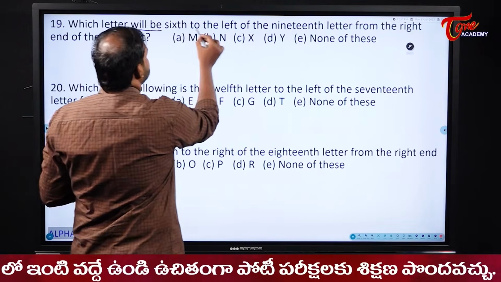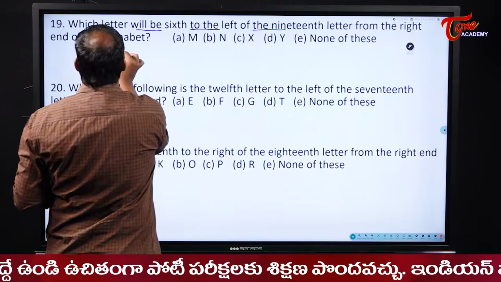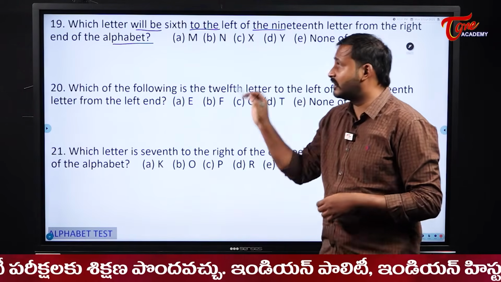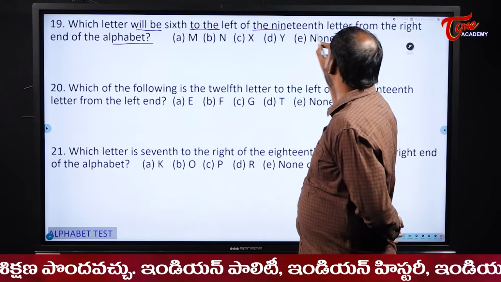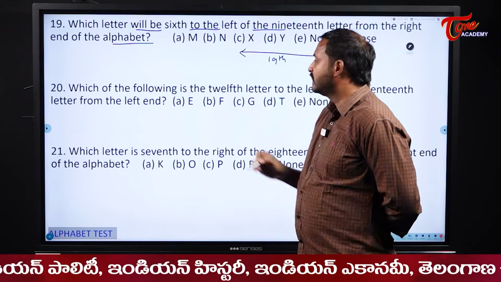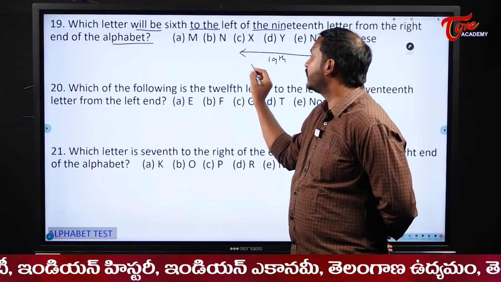Which letter will be 6th to the left of the 19th letter from the right end of the alphabet? Okay, already we solved a similar one. 6th to the left of the 19th letter from the right end. 19th letter from the right end means you will write from it. Yes, sir. 19th from there. I need to find the 6th to the left.